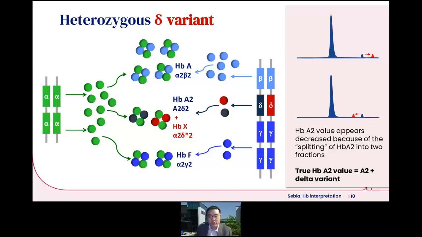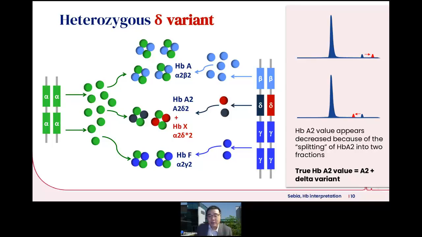How about the situation of a heterozygous delta variant? So the delta gene, there are only 2 copies of them. Like the beta variant, you would actually see the hemoglobin A2 being split into 2. Once again, the change can affect the chemistry in either way, so it can shift the peak to the left or to the right.